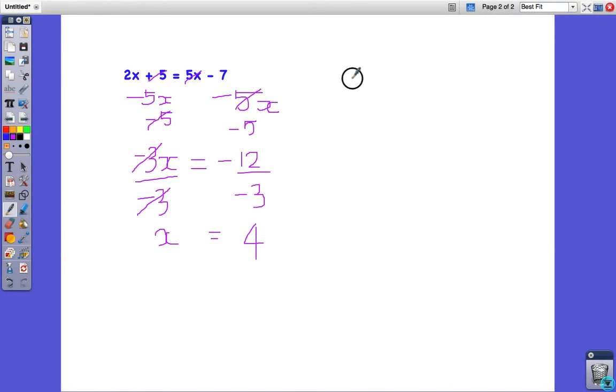We can go back into this and check that. We can say 2 times 4 plus 5 equals, what's that? 8 plus 5 is 13. And 5 times 4 minus 7 also equals 20 minus 7, which is also 13. So our x equals 4 is correct.